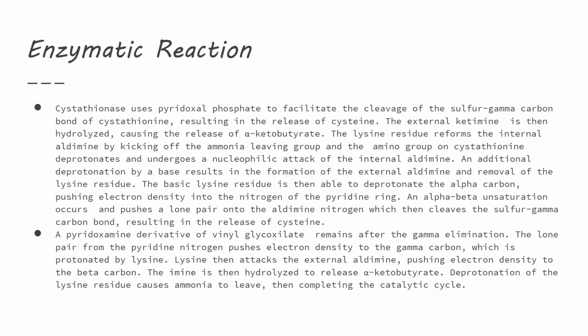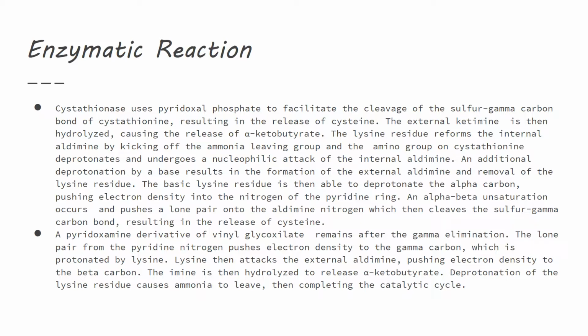The basic lysine residue is then able to deprotonate the alpha carbon, which then pushes the electron density into the nitrogen of the pyridine ring. An alpha-beta unsaturation occurs by this and pushes a lone pair onto the aldimine nitrogen, which then cleaves the sulfur gamma carbon bond, resulting in the release of cysteine.